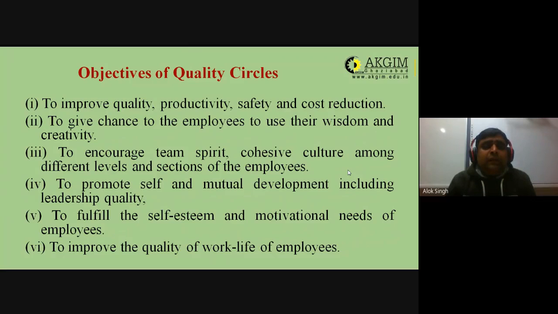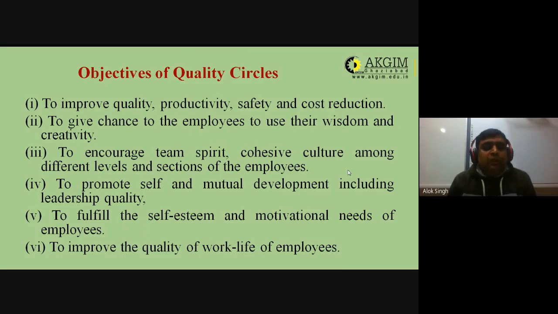To encourage team spirit means they will work in a team, they will work on a project, and they will continuously think about the organization, about improving its quality and reducing the cost of manufacturing, at different levels and sections of the employees. Next is to promote self and mutual development, including leadership quality. It will promote self development as well as mutual development, because this way the employee will become an empowered employee, not just a specialized one.